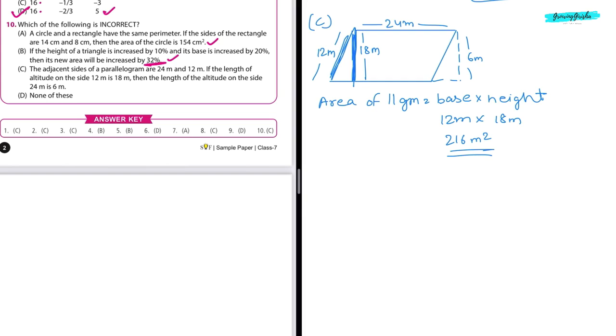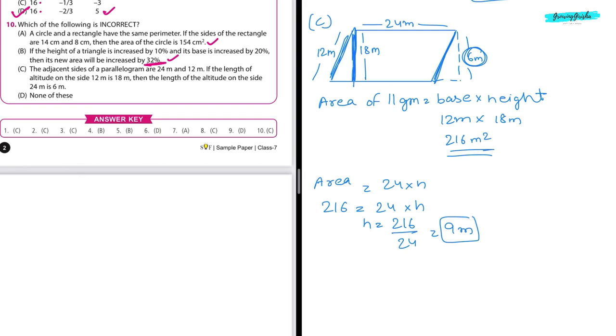It means if I take another base and another height from this parallelogram, I should get the area same, that is 216 meter square. So if I take 24 meter as the height and this as the base, I'll get area of parallelogram is equal to base 24 meter into height h. Area we found 216. So 216 is equal to 24 into h. H is equal to 216 upon 24, which is equal to 9 meter. We are getting height 9 meter, but the question says height is 6 meter. That means this statement is incorrect. So option C is the correct answer.